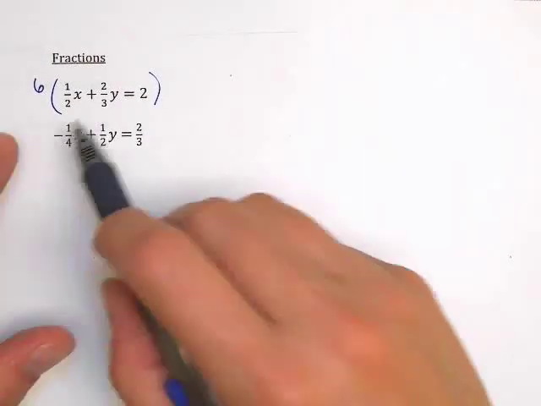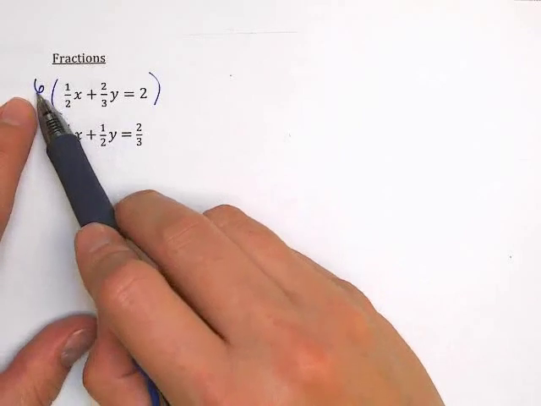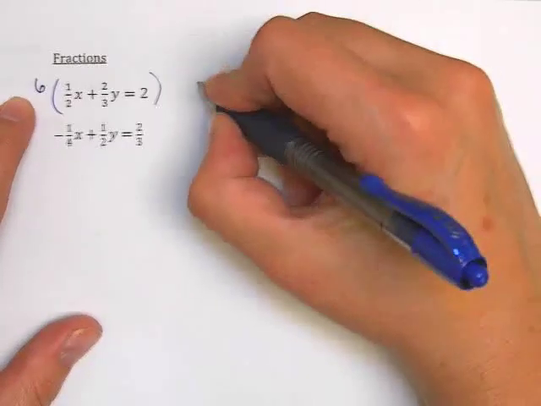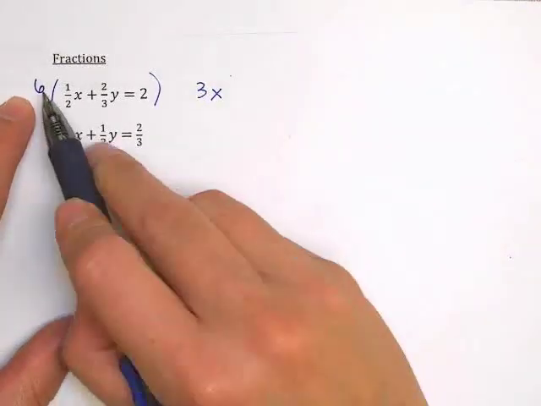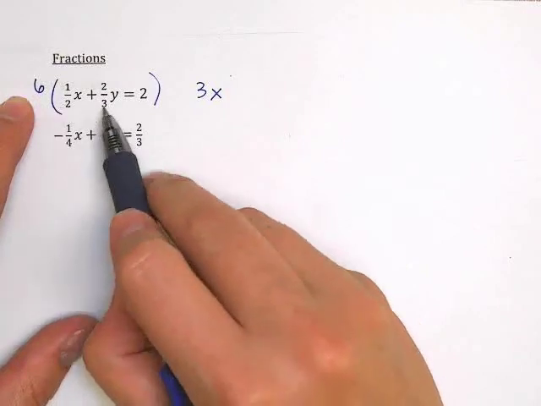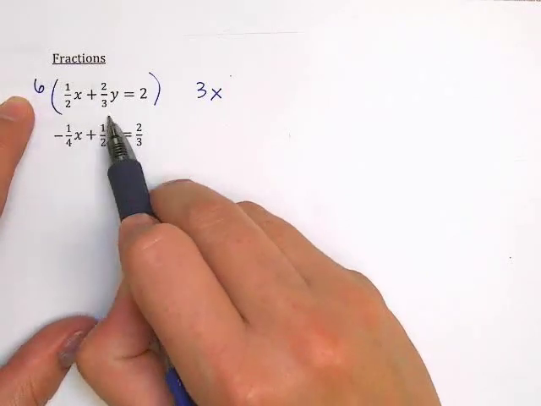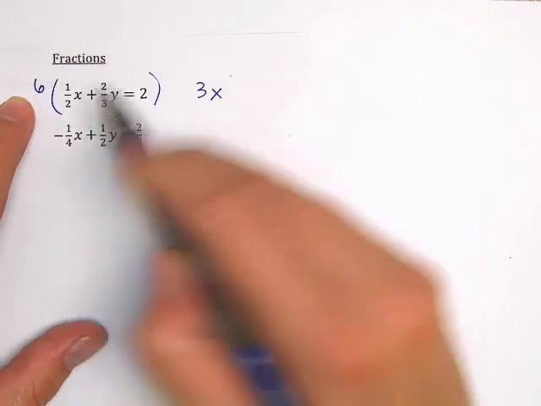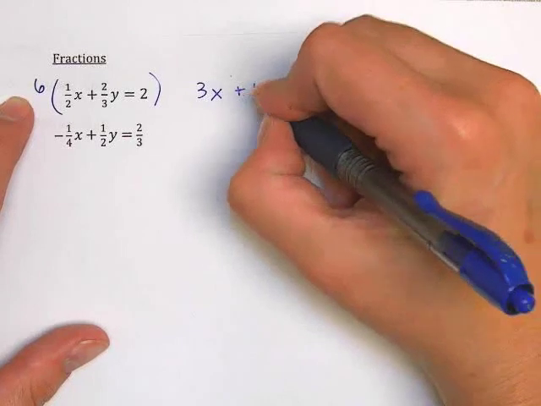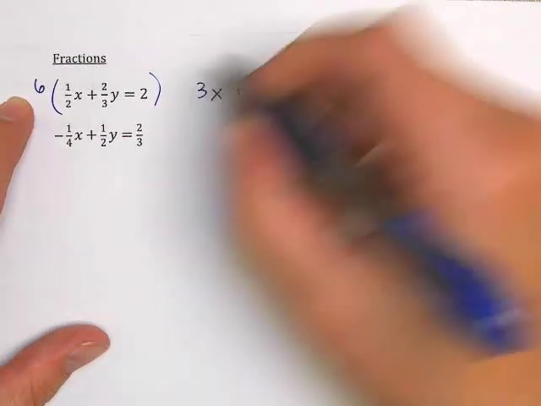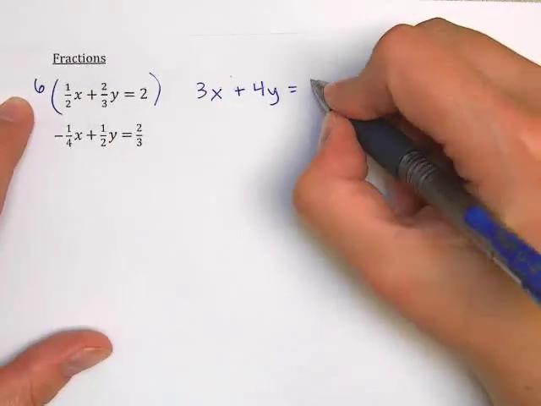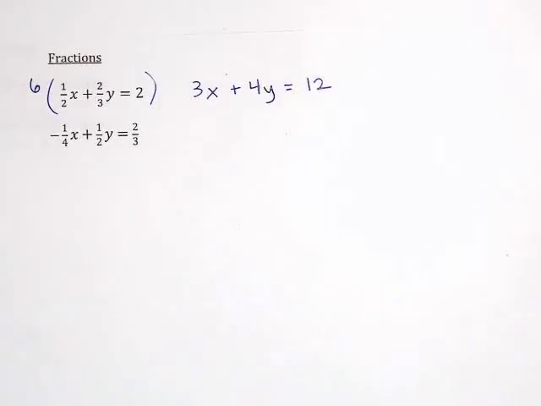Okay, you may need a calculator to do this, but 1/2 of 6 is 3x. Okay, 2/3 times 6, that's like dividing by 3 and then multiplying by 2. So 6 divided by 3 is 2, times 2 is 4. So plus 4y equals, and now I have to multiply this part as well. 6 times 2 is 12. Okay, so now that's kind of nice. All of a sudden, I have no fractions left in that problem. Let's do the same thing for the next problem.